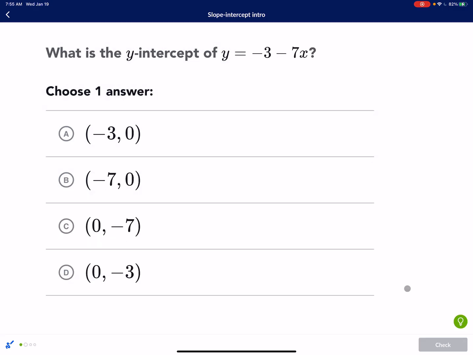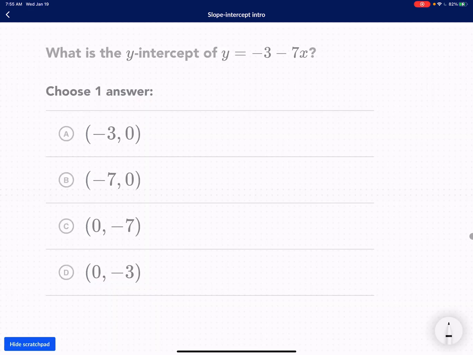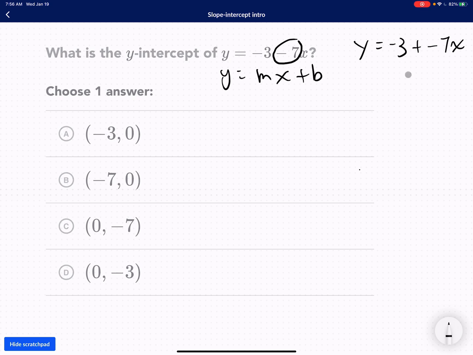Voila. All right, let's take a look at this one, okay? Remember, the form is y equals mx plus b, right? The value that is next to the x is actually the slope. So if you take a look, this -7 is actually the slope, right? Why? Because it's the number that is next to the x. And if you want, you can rewrite it like this: y equals -3 plus -7x, if you like that better.